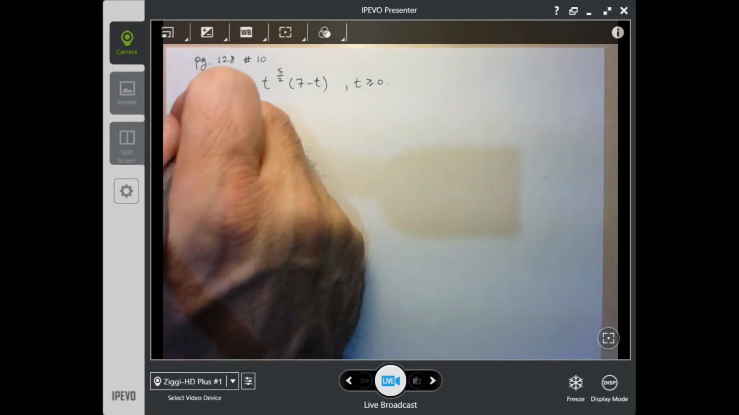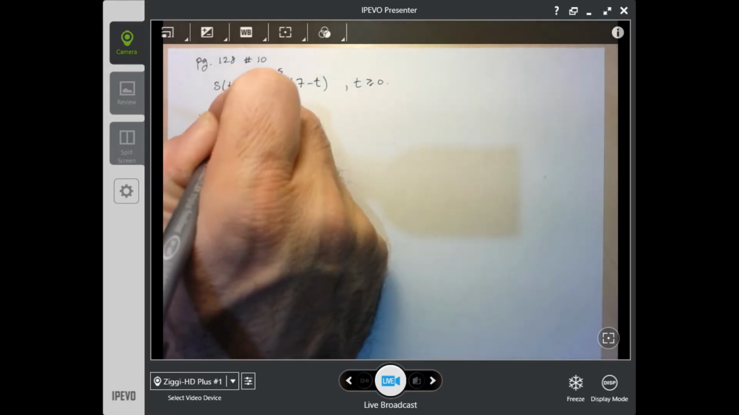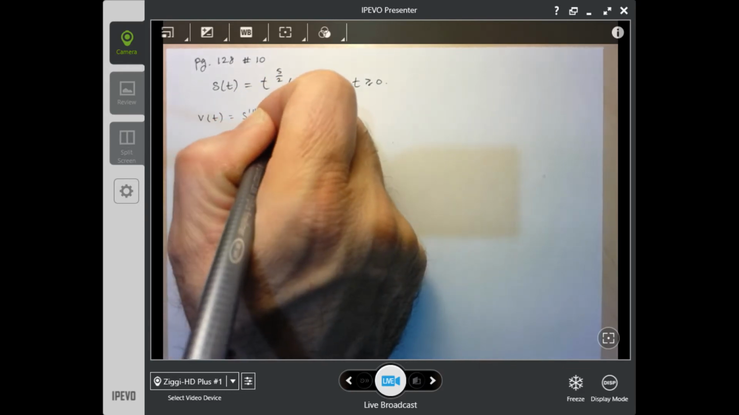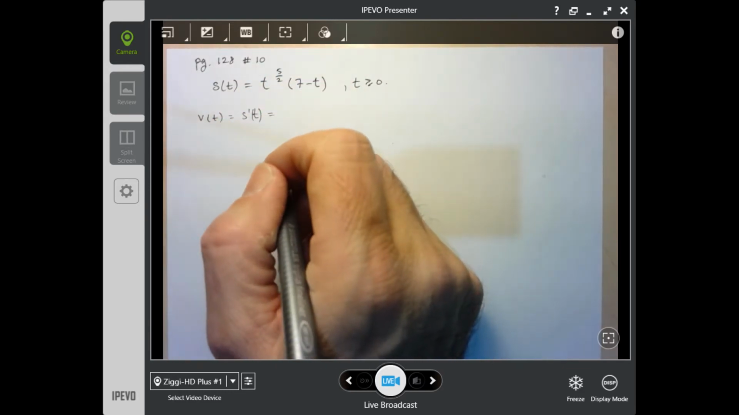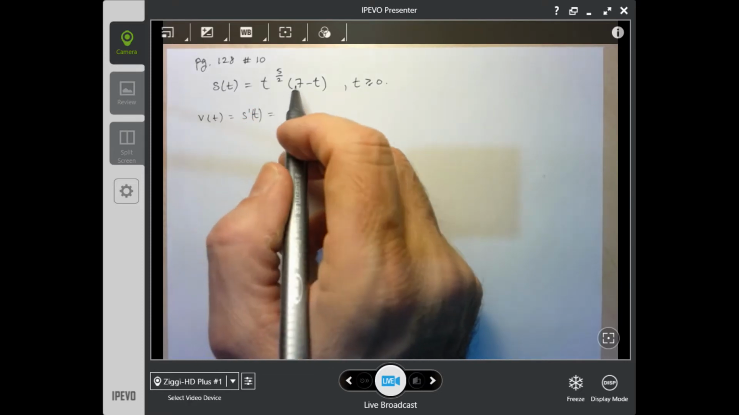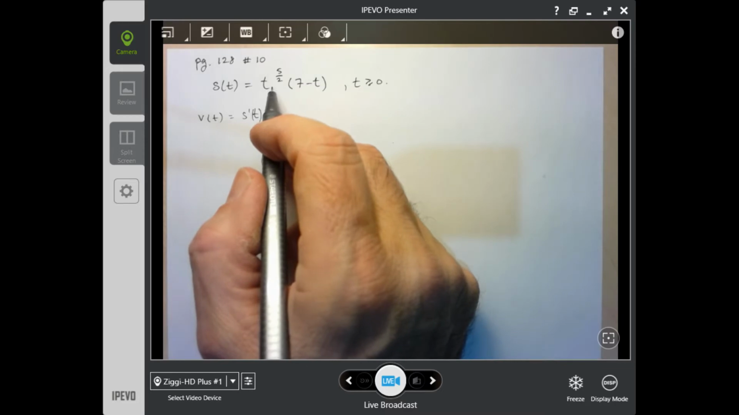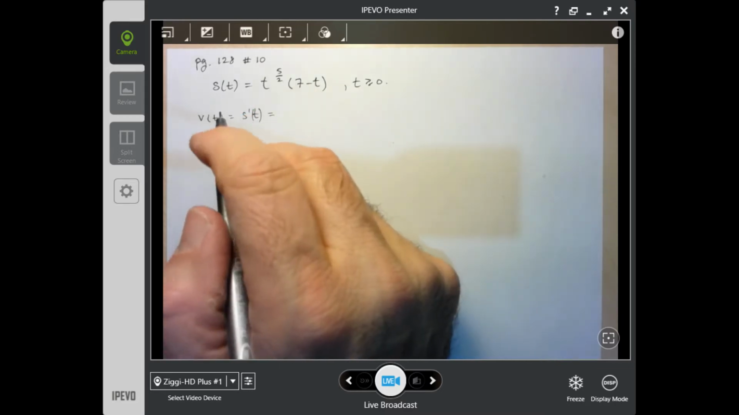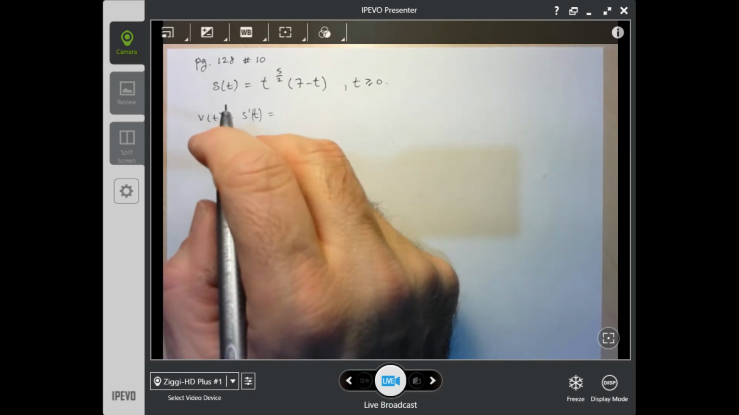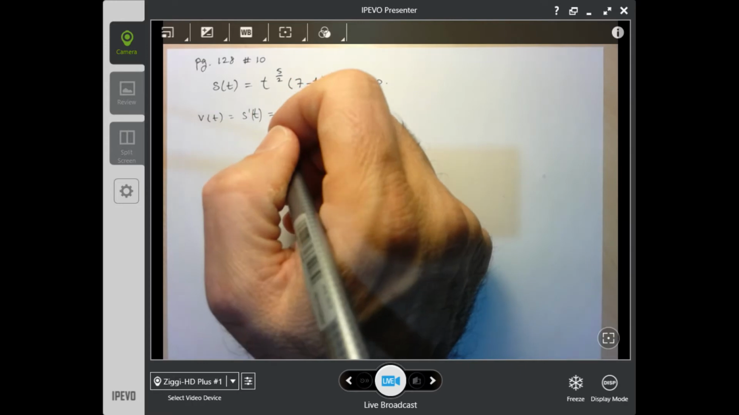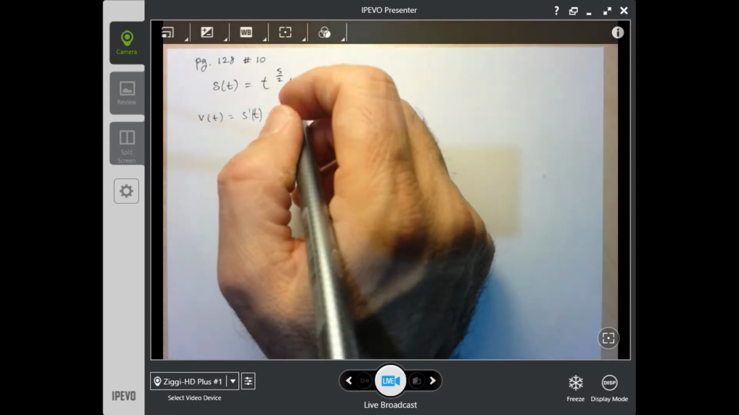Of course, we think of the velocity as just the derivative of the position function, because it's just the rate of change of position. So I'm going to take the derivative here. Now, I can do this by using the product rule, but I think it's pretty easy to just distribute this and perhaps use the derivatives of powers of t instead. All right, so let's go ahead and do this.